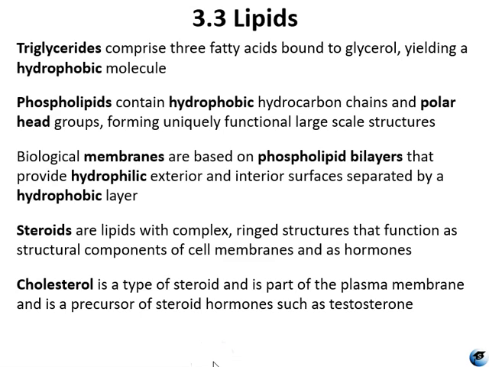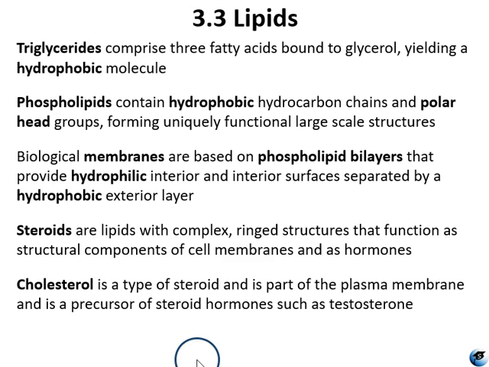Triglycerides, like the name suggests, are made up of 3 fatty acids bound to a glycerol. Triglycerides are hydrophobic, like the hydrophobic hydrocarbon chains of phospholipids. Biological membranes are made from 2 layers of phospholipids with a hydrophobic or water-hating interior and a hydrophilic or water-loving exterior. Steroids are lipids with complex ring structures that function as structural components of cell membranes and also as hormones.